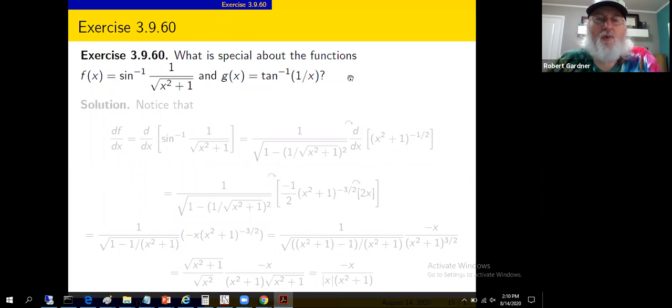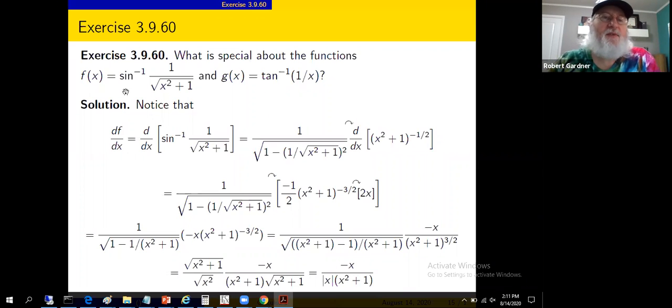All right, one last one, rather vaguely asked. They say, what is special about the functions sine inverse of 1 over the square root of x squared plus 1 and tangent inverse of 1 over x? Special. Well, let's say we differentiate them, because this is a section on differentiating inverse trig functions. So I got no inspiration, unfortunately, beyond that. But let's see what happens when we take the derivatives. Maybe they'll have the same derivative or something like that.